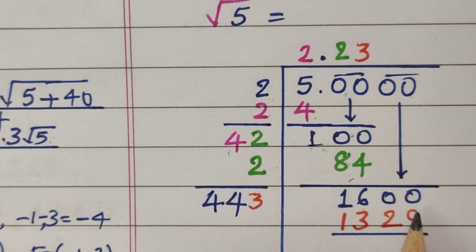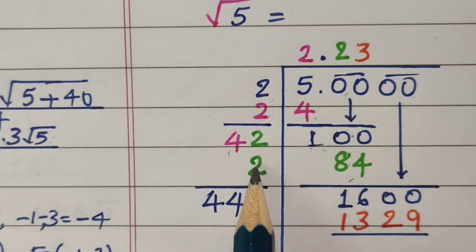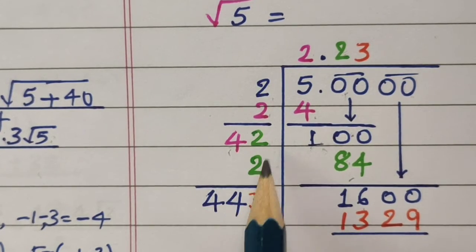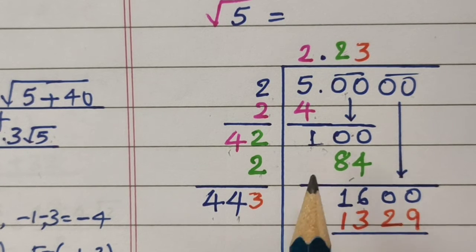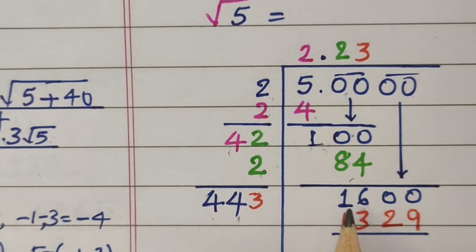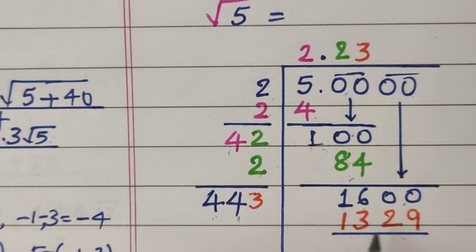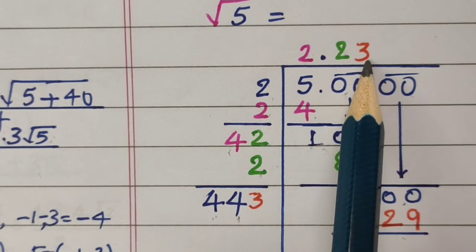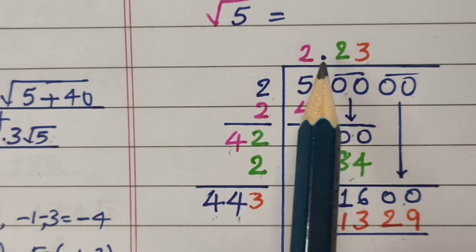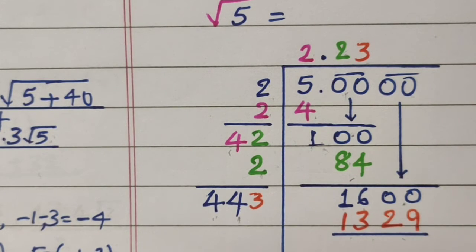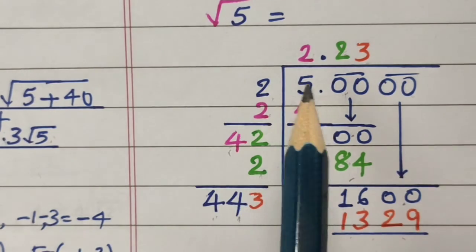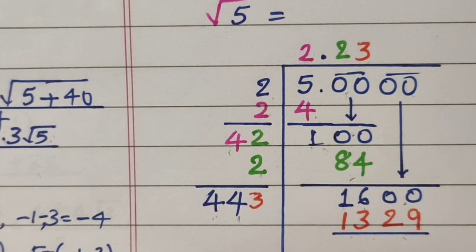Bring these two zeros down. Then add this 2 to this. 42 plus 2 will become 44. Then multiply by such a number where we are going to get less than 1600, which is when you multiply 443 with the 3, you get 1329. Because we already got 2 digits after the point, we are stopping finding the square root of 5 here. Square root of 5 is 2.23.